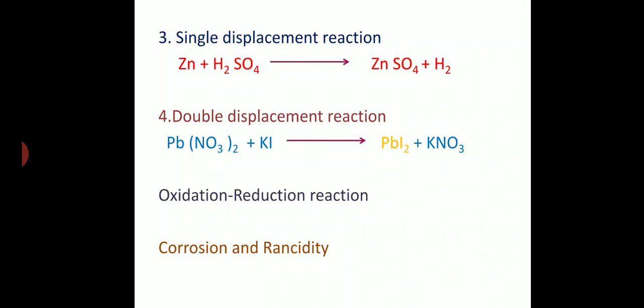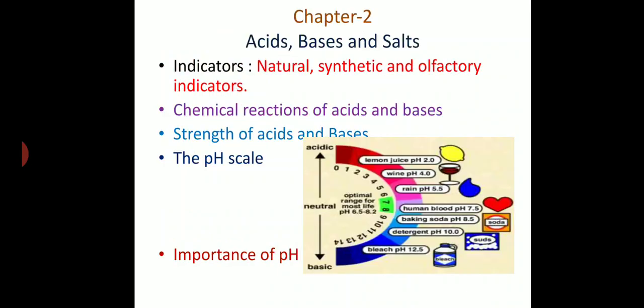So now chapter 2, acids, bases and salts. In the early days, the chemicals were classified on the basis of taste. A substance which is sour in taste is known as an acid, and bitter in taste is known as a base. But it is not always good to taste the chemical because some of the chemicals are poisonous, right?